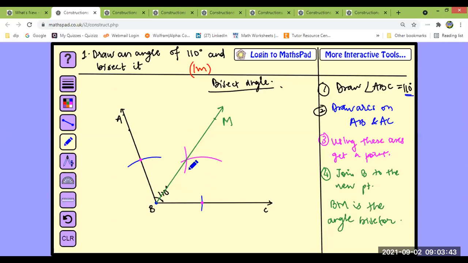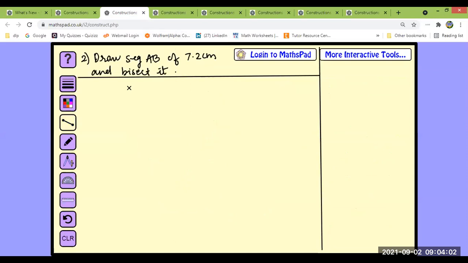But for drawing these pink arcs, again, you have to keep the distance same. Okay, so place the steel point on the blue arc and then draw arcs to cross it out. This point joining with point B gives us the angle bisector. That was the first question. Let us look at another question.